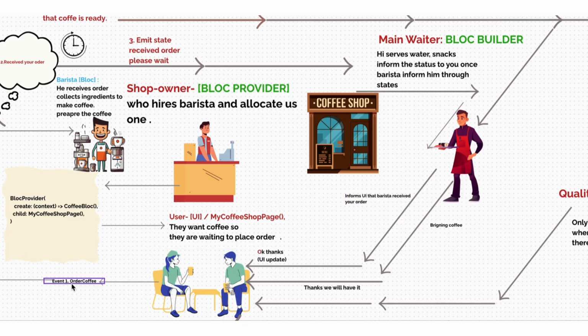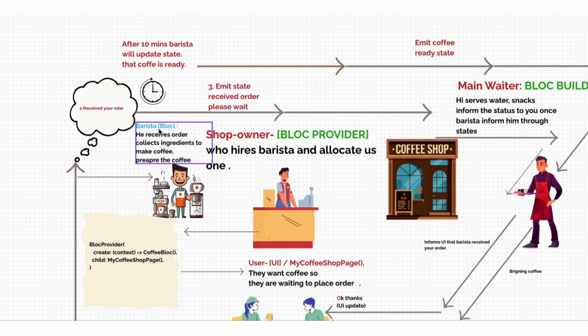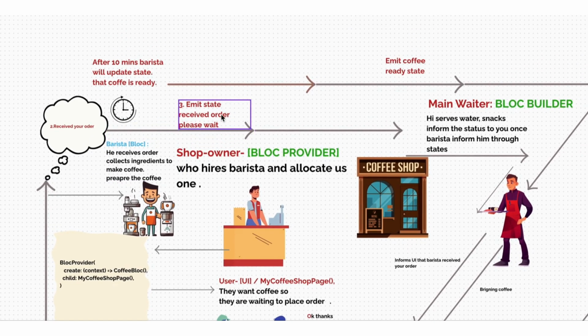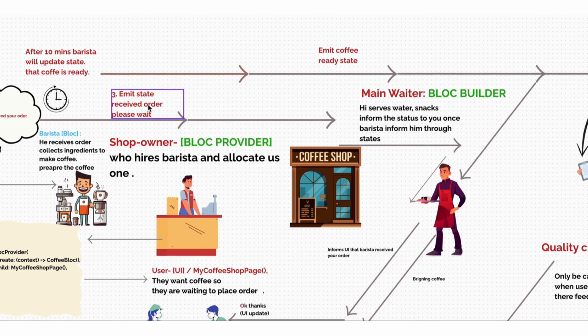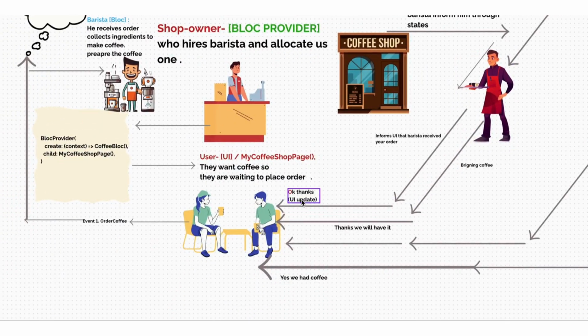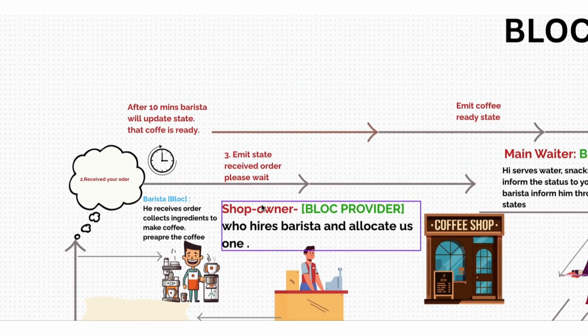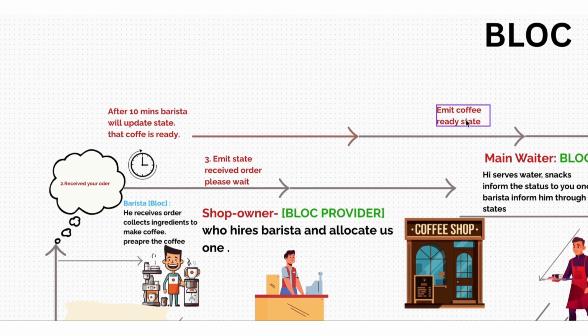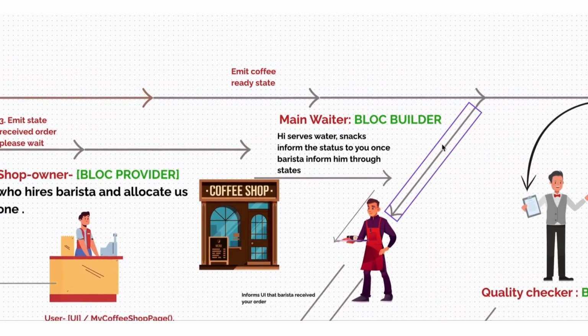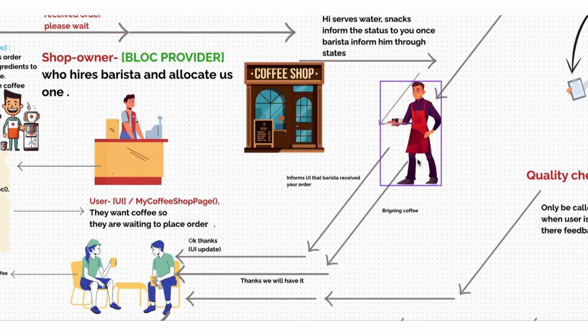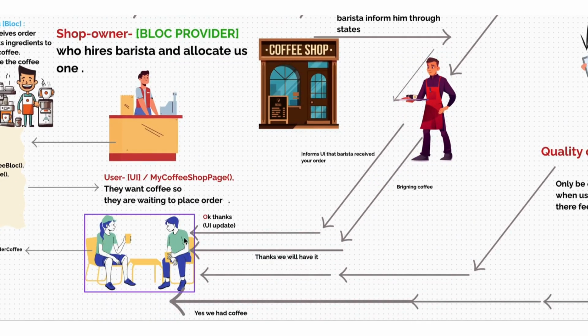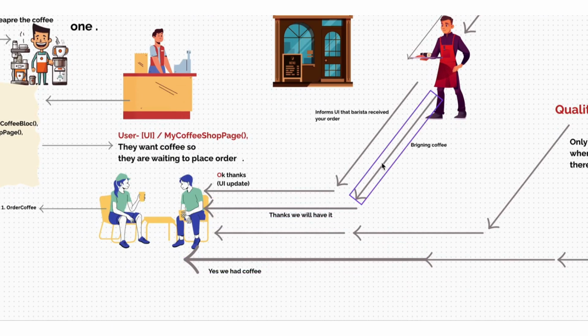So we made a request through order coffee. The order reaches the barista, the Bloc. The barista, the Bloc, emits a state saying please wait for a few seconds, and that state is listened to by the BlocBuilder, and he immediately updates us, and we update the UI. Okay, thanks. That's the first scenario. After 10 minutes, what happens? The barista says the coffee is prepared and it is ready. So he emits another state, the coffee ready state. Now the BlocBuilder again receives it. He brings the coffee and he delivers it to us. So we will update the UI, like thanks, we will have it. So that part of BlocBuilder is done.